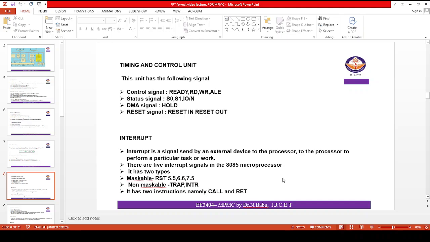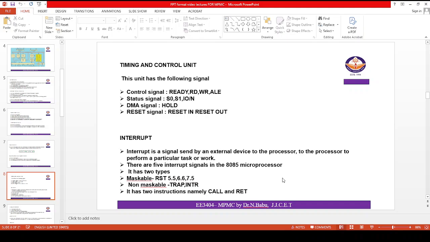Next one, I already told, the timing and control unit. It generates timing, control signals and status signals. What are the control signals? Ready. The processor is ready for the data transfer between two. Then next one, RD bar. RD bar is a read signal. WR bar, write the data to memory. Retrieving the data from memory is called a read operation. ALE, that is address latch enable, that we will discuss later. The pin diagram details are there, I will explain later. Then the status signals, there are 3 signals.